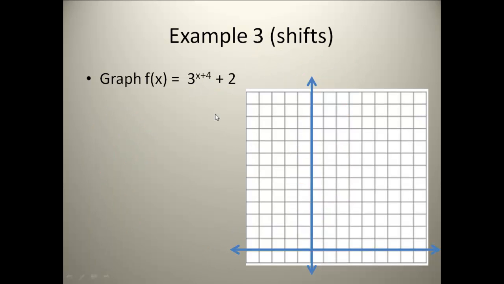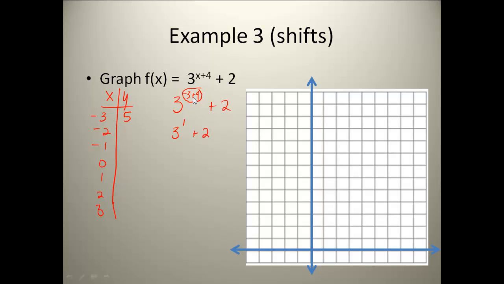Okay, we have one more example here for a graphing. This one's going to include some shifts in it. So if I do my table of values again, and I do my -3, -2, -1, 0, 1, 2, 3, when I plug these in, I'm going to have 3 raised to the -3 plus 4, plus 2. I have to do this part of my exponent first. So -3 plus 4 is 1. So I have 3 to the first power plus 2, which gives me a 5.